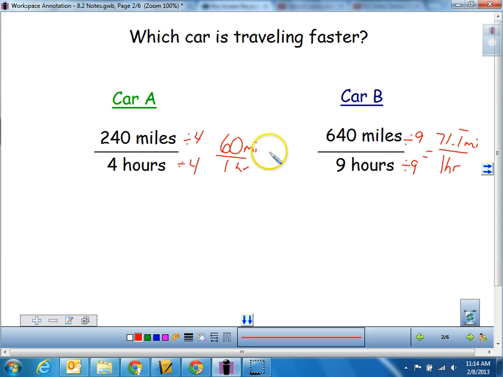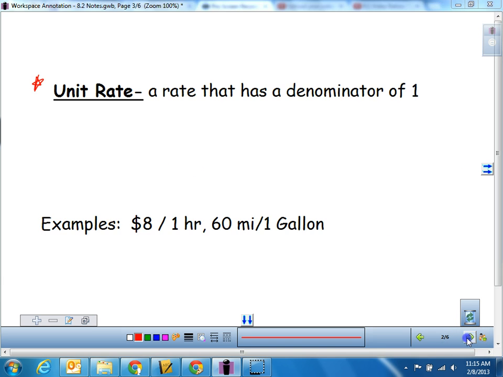So which car is traveling faster? We've got car A is going 60 miles an hour, car B is going 71.1 miles an hour. This one is the faster one. Once we got it to this unit rate, then we can compare the two of them. So a unit rate is just when the denominator equals 1. And again, do not forget to label.